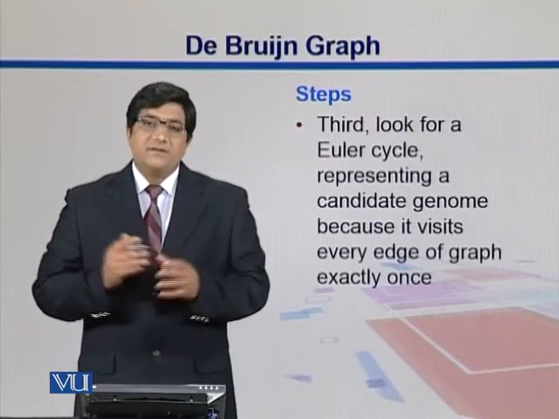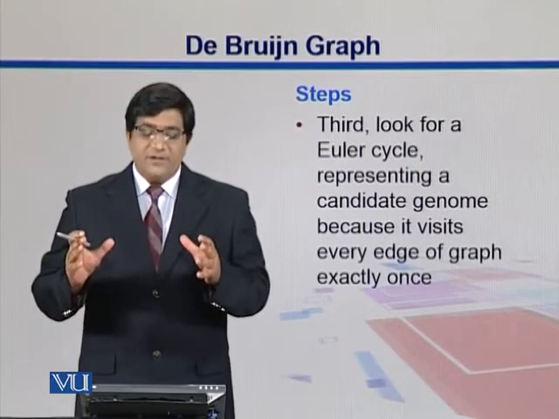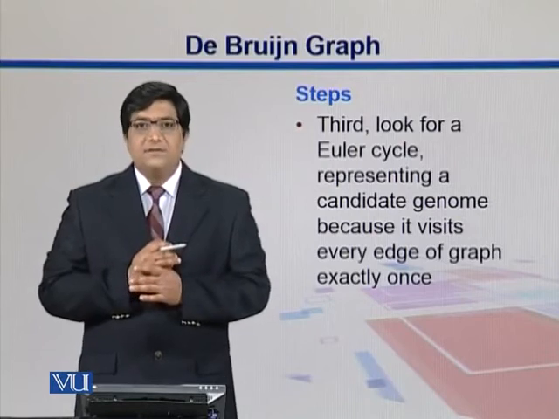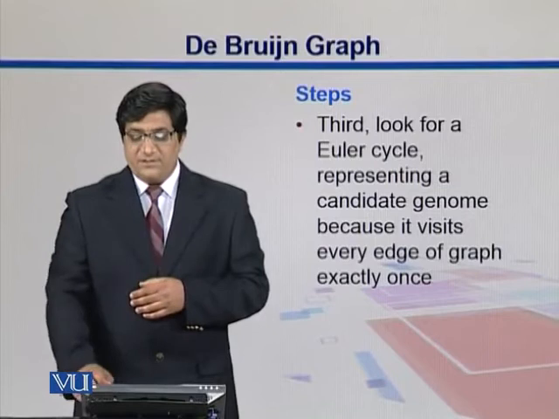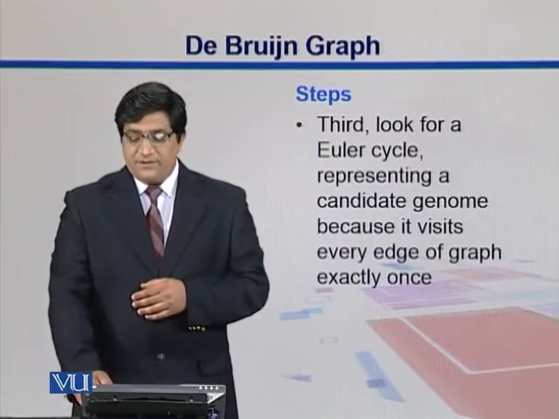If they completely overlap, we will merge them together. Then within that graph which we have formulated, we'll try to find a Euler cycle. As we have seen earlier, that is where we visit each edge of the graph exactly one time.